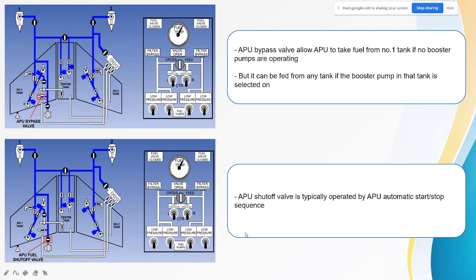Also, besides the APU bypass valve here, there is also the APU fuel shut-off valve. Actually, the APU also consumes fuel through what is called the APU fuel feed system. Usually, the APU receives fuel from tank number 1. Most aircraft have a standby fuel pump for the APU. The APU shut-off valve here is typically operated by the APU automatic start or stop sequence. Usually the operation here is automatic, depending on the APU.